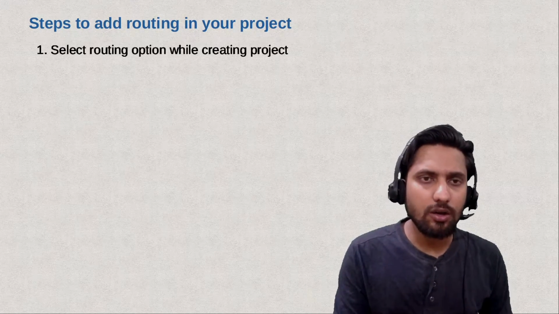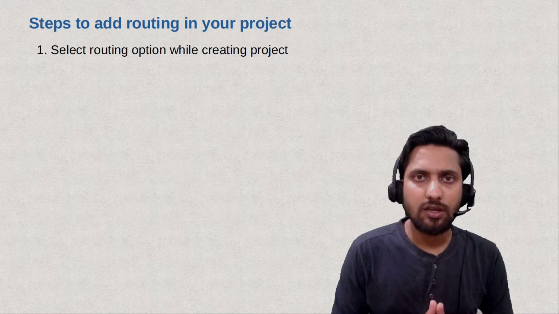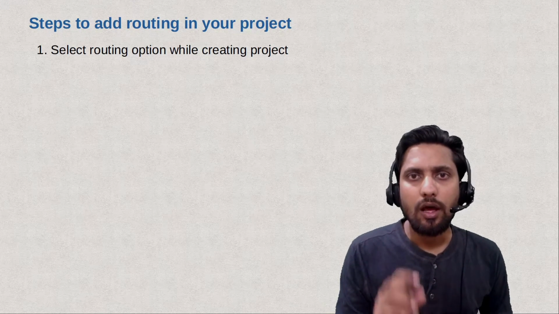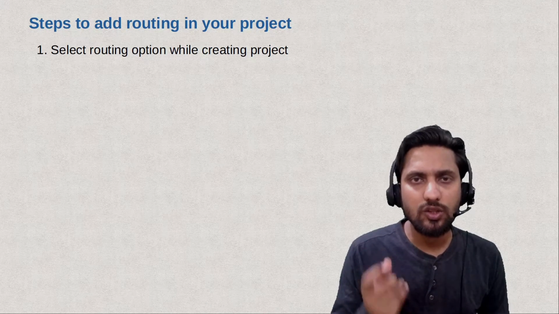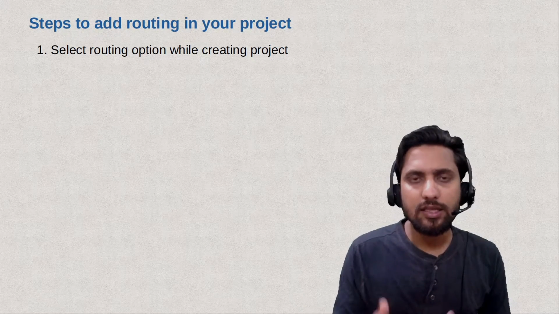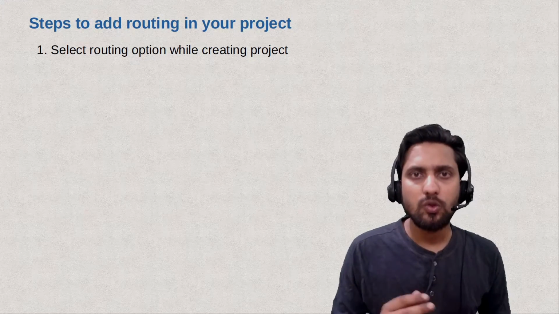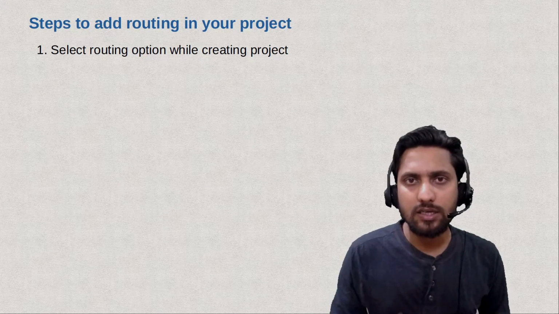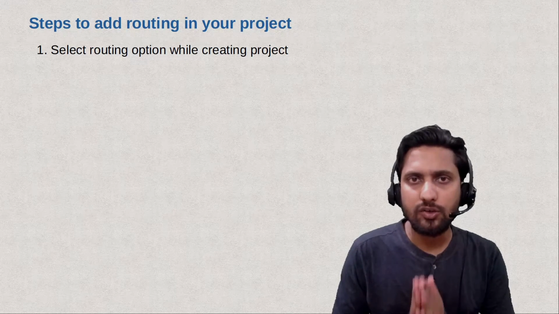So let's talk about the first step: select the routing option while creating a project. As I told and showed you in the last video, before creating any project we use ng new and the Angular project name. Then in the CLI, Angular asks you, do you want to implement routing in your project? You need to select yes. If you select yes, then it creates the Angular routing module automatically in your project.